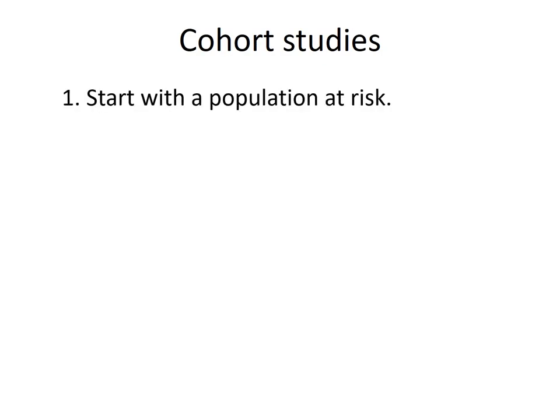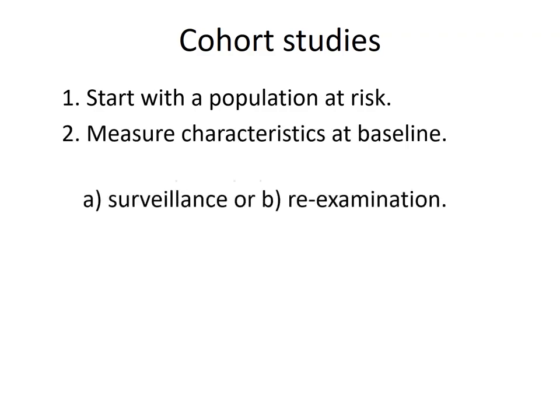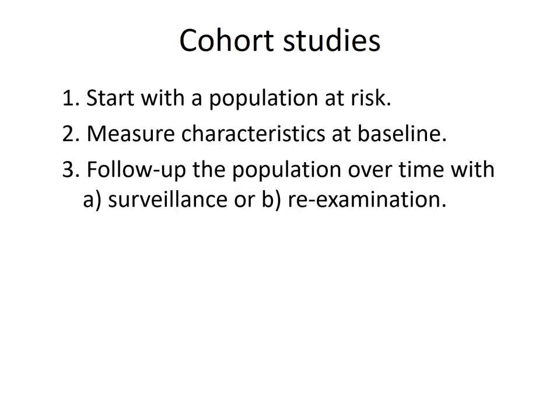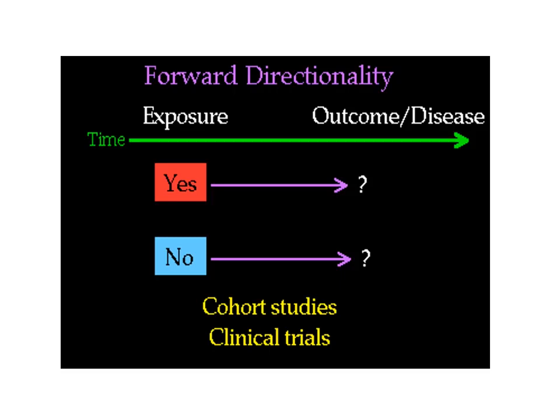In cohort studies, the theme is that we start with a population at risk, measure characteristics at baseline, and follow up the population over time with a surveillance or re-examination profile. We compare event rates in people with and without the characteristic of interest, for example, the exposure. So we assess the exposure at baseline or the level of exposure. Not necessarily, the sample could be classified as exposed or not exposed. They also can be classified based on the level of exposure, and we assess the difference in the occurrence of outcome at the end of the study.